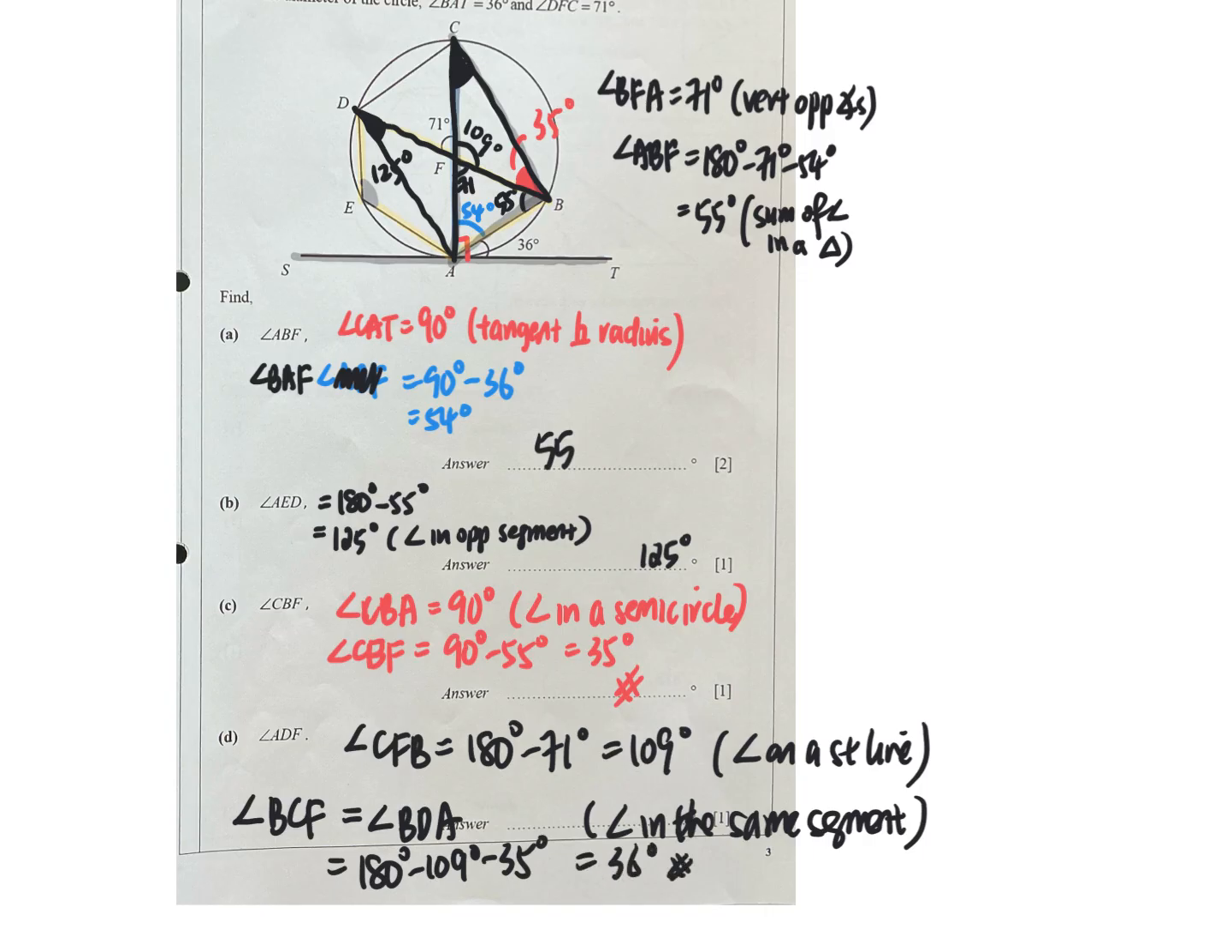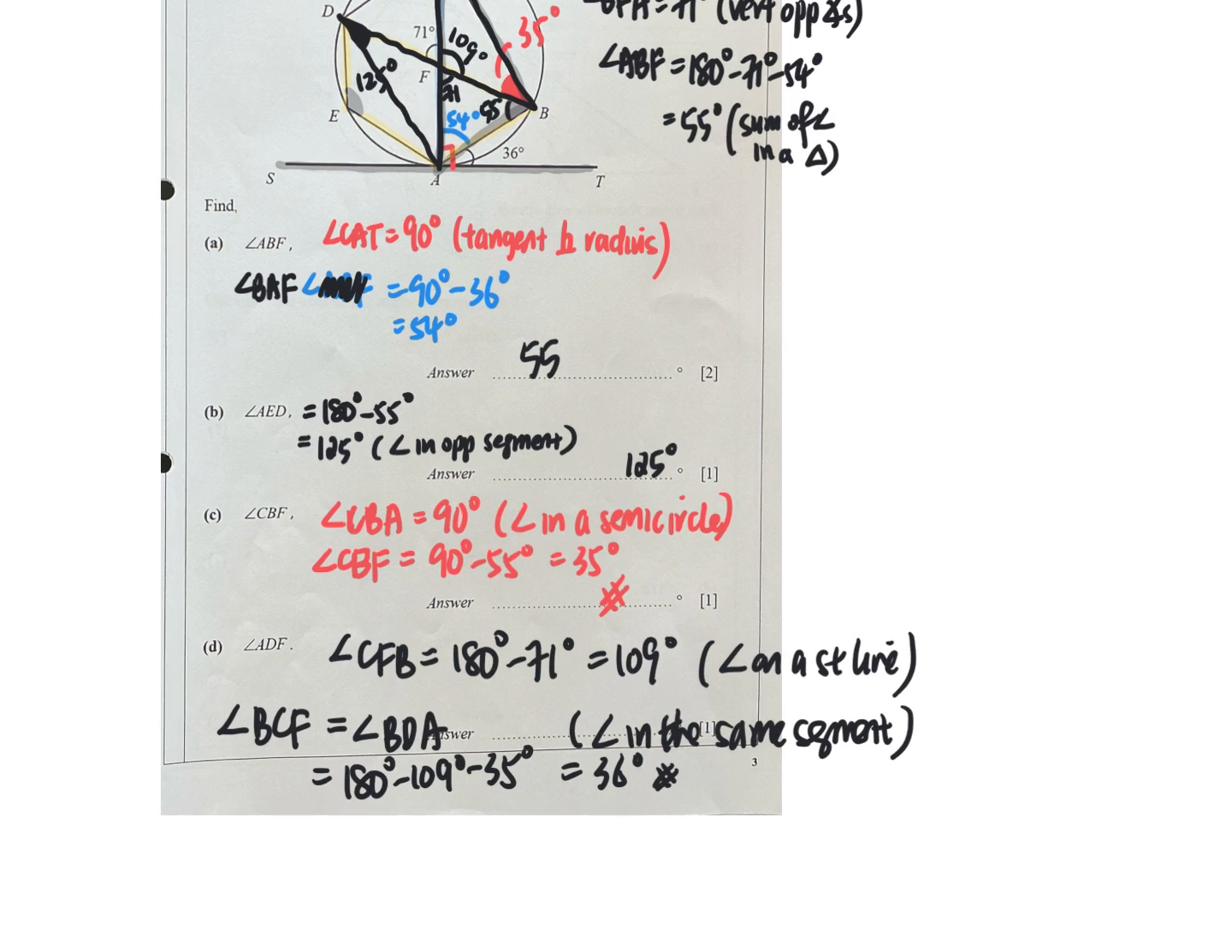36 for the last one. So these are the few answers. Your circle property, many of you leave it quite blank, or you anyhow write everything also angle at center, twice angle at circumference. Everything.